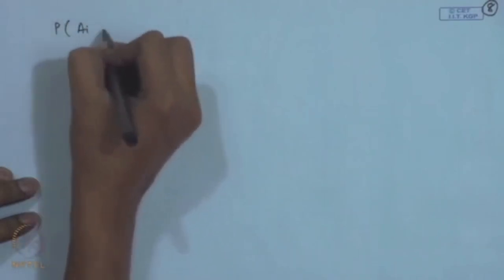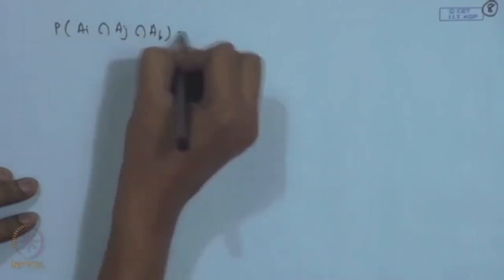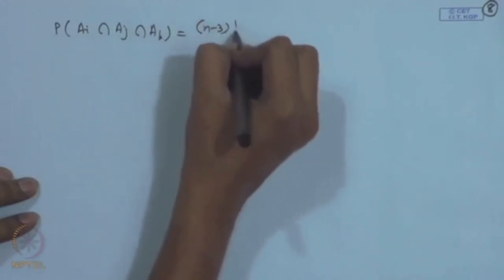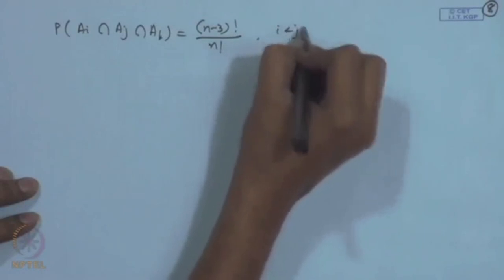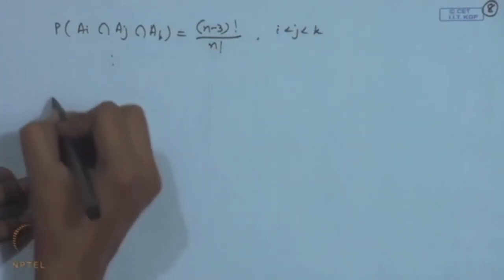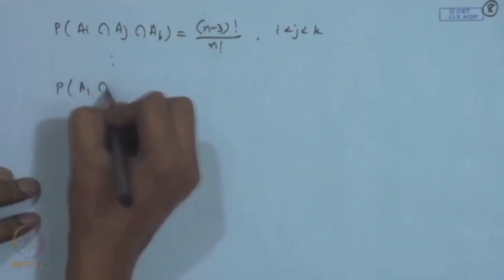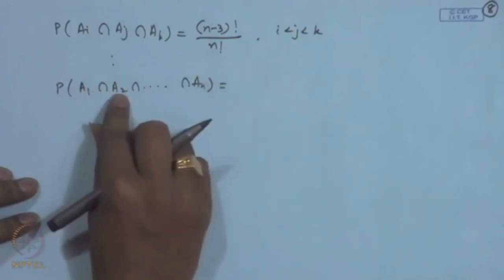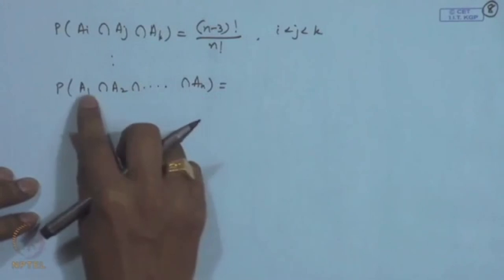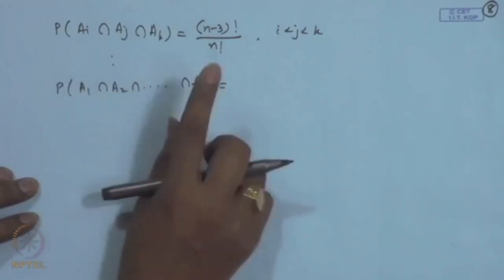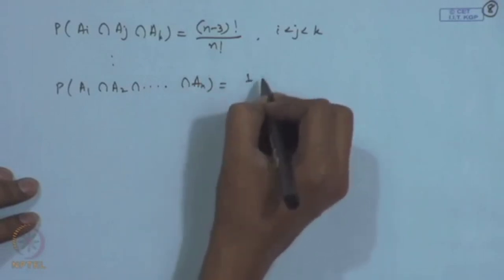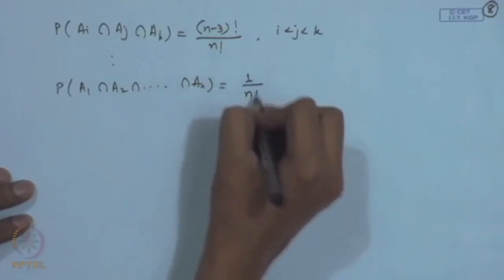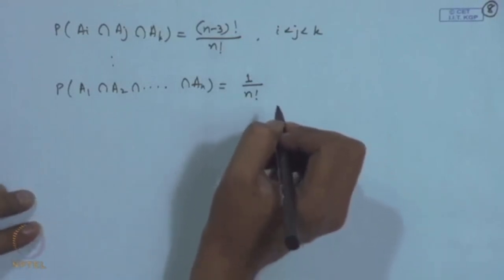Now, continuing this, if I write the probability of Ai intersection Aj intersection Ak, that will become n minus 3 factorial by n factorial, where i less than j less than k, and so on. Ultimately, what is the probability of A1 intersection A2 intersection ... An? Now, this means each of the objects is in the correct place, that is object number 1, object number 2, ..., object number n. This entire thing can happen only in one way, that means each of them is going to a unique place. So, this probability will be simply 1 by n factorial.